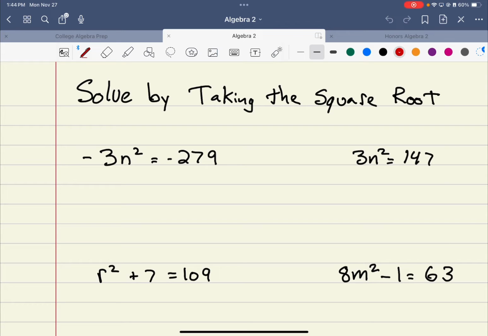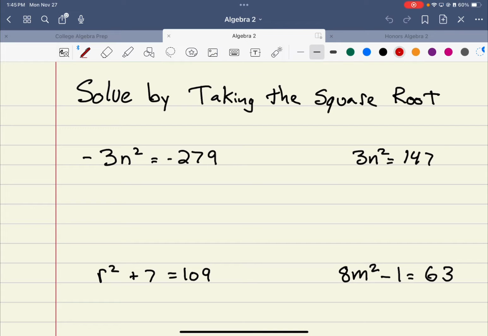And then get some of the practice work done that you didn't get done last week from Monday and Tuesday of last week when we did have those assignments. So the first one, solve by taking the square root. The first one says negative 3n squared equals negative 279.